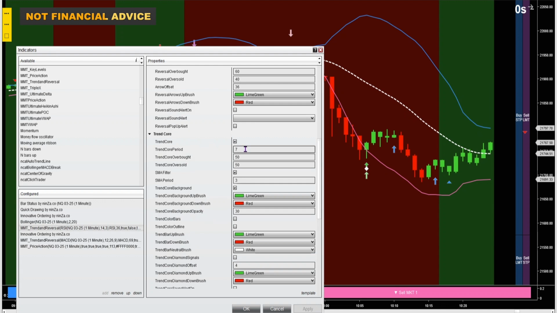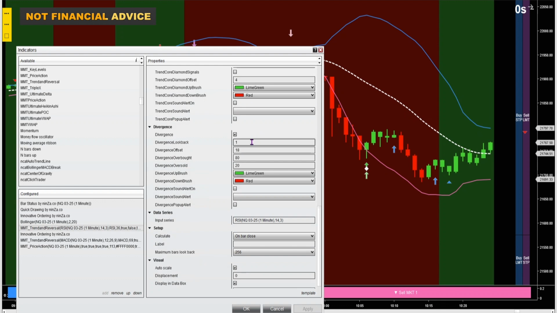One of my favorite trend core periods, number 7. Overbought, oversold 50 and 50. SMA filter is on with a period of 3. You can see here it's painting the background. Divergence is on. Look back period of 1. Overbought and oversold 80 and 20. And I'm using an input series of the RSI default settings.